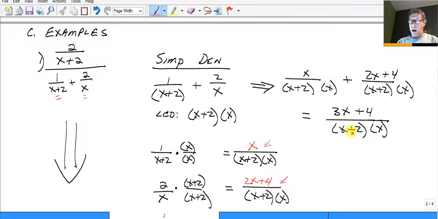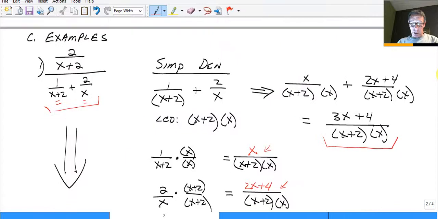So here's my common denominator, x plus 2 times x. And if I take x plus 2x, that gives me 3x, and then plus 4. So my denominator, which I have over here, can be replaced by this, all by techniques we already know.